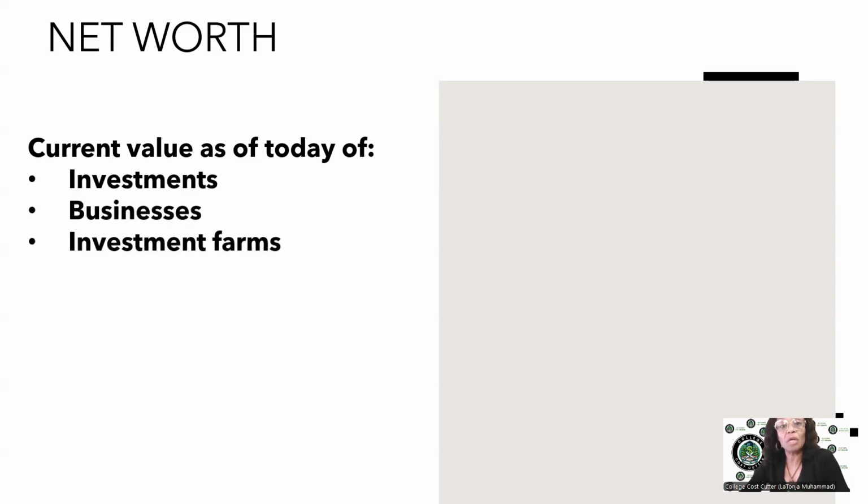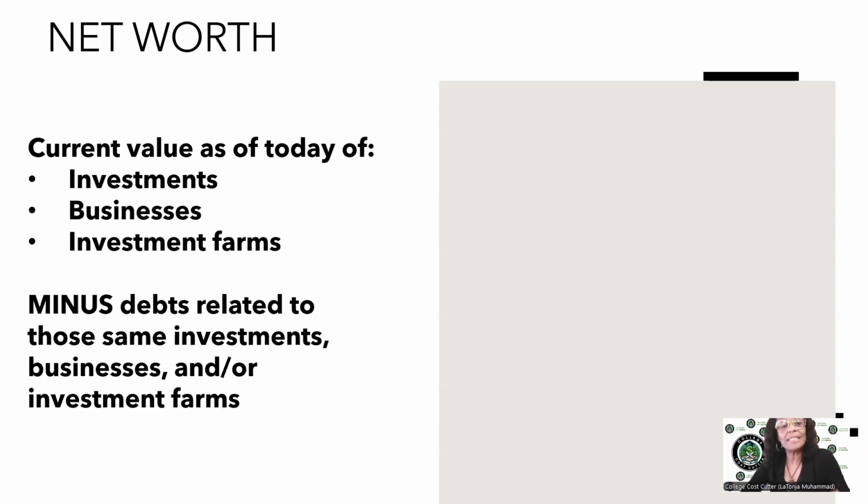Net worth is the current value as of today, and today means the day that you sign and submit the FAFSA. Current value as of today of your investments, businesses, and investment firms minus any debts related to those same investments, businesses, or investment firms. And so it's important that families take the time to calculate whatever debts are directly associated with these assets. Subtract that number from the value of the assets and make sure you're not entering any number higher than that.